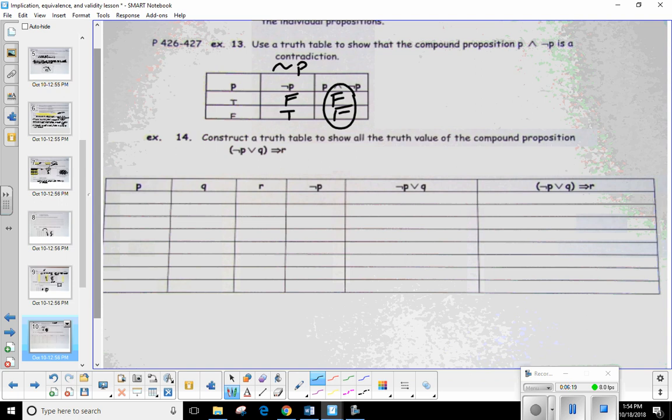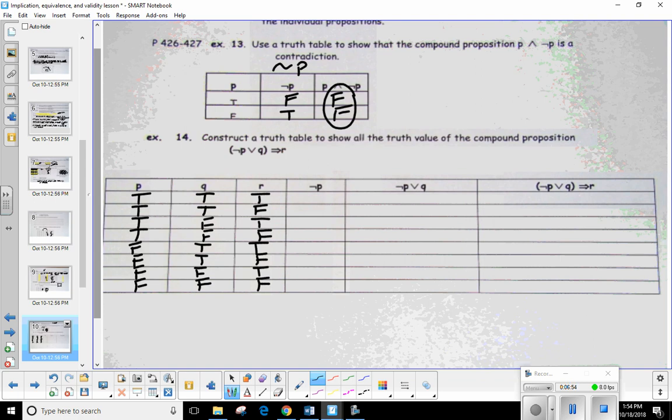It's 2 raised to the number of propositions. You always use base 2. So here we have 3 propositions. 2 cubed is 8. Now, for these right here, you're always going to start half and half. Like for the first proposition, I'm going to go true, true, true, true, and then false, false, false, false. And then I'm going to start breaking it down. Half of that as we go through. So true, true, false, false, true, true, false, false. And then again, we're going to take half of that. So now this is just going to alternate all the way down. True, false, true, false, true, false, true, false.